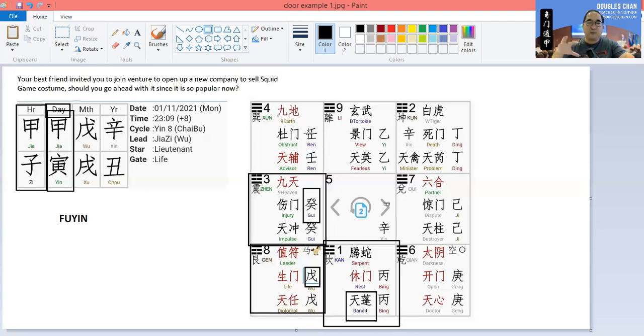So this is a basic idea of how we actually look at this achievement chart to decide whether to go ahead in this particular business venture.